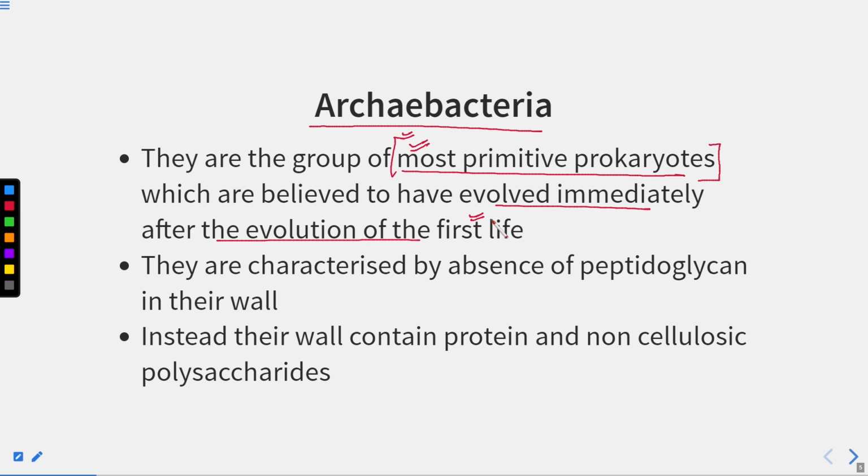So I've already talked about this, that there were some types of bacteria present in the sea, and the condition was very harsh. So there was an evolution in the bacteria in terms of nutrients, in terms of physiology, right? And they have evolved from those bacteria. So the archaebacteria we see today are the most primitive type of prokaryote, and are believed to have evolved immediately after the evolution of the first life. From the first life which was present at that particular time, these archaebacteria have evolved.